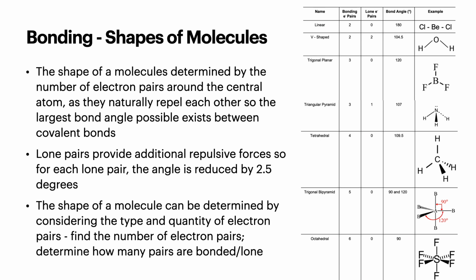It's probably easier for you to read than for me to go through them all completely. But obviously you've got trigonal planar, triangular pyramid, tetrahedral, trigonal bipyramid, and octahedral. So these are all really important for you to remember and just assess whether it's got lone or bonded pairs.